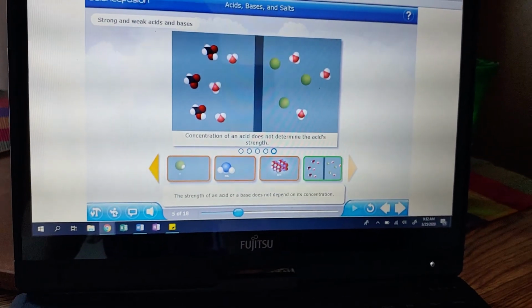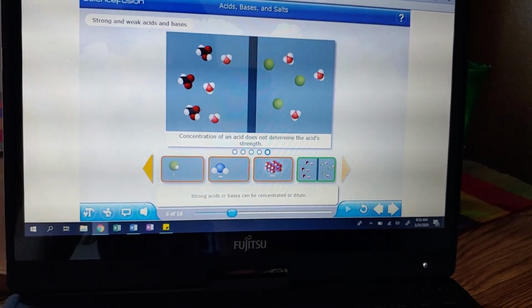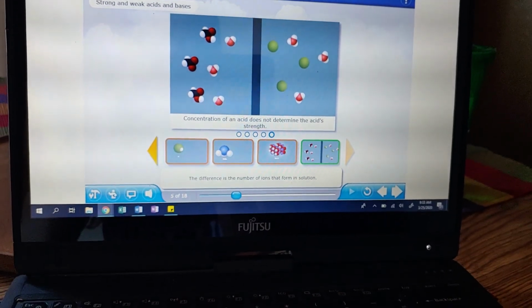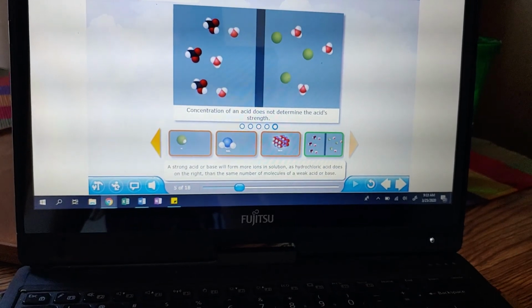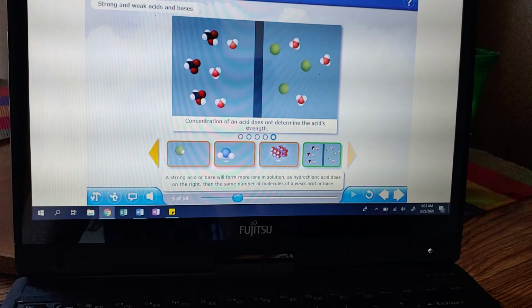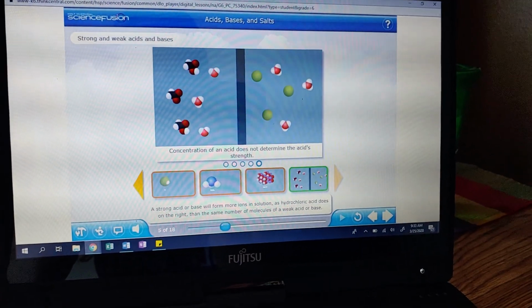The strength of an acid or a base does not depend on its concentration. Strong acids or bases can be concentrated or dilute. The difference is the number of ions that form in solution. A strong acid or base will form more ions in solution, as hydrochloric acid does on the right, than the same number of molecules of a weak acid or base.